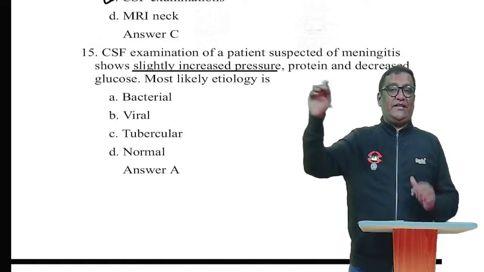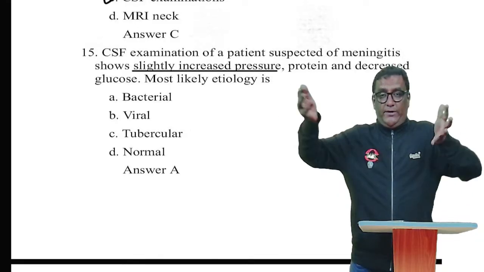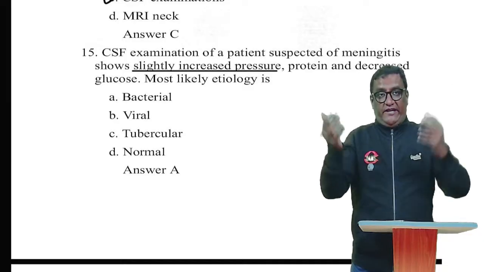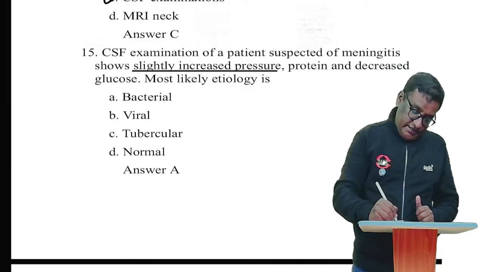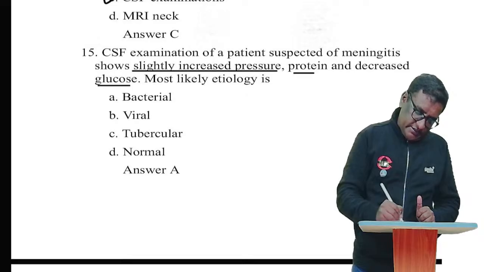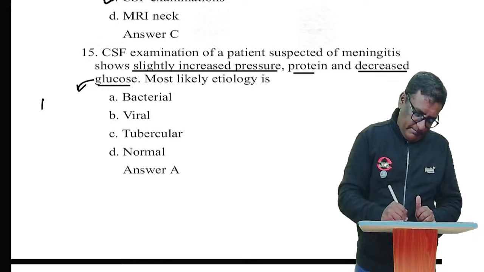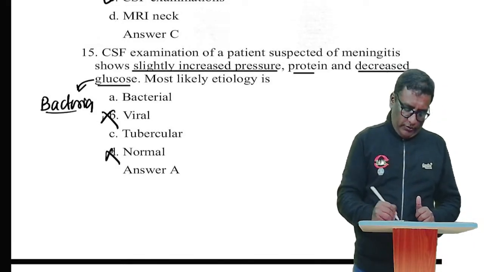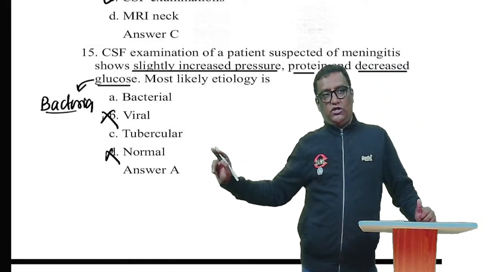Increased pressure is there. That means there is some edema, because in CSF edema, more CSF secretion will be there. That's why pressure will increase. Then slightly increased protein and decreased glucose. The moment glucose is decreased, definitely I am suspecting what? If glucose is decreased, I will suspect some bacteria, because they will consume glucose, isn't it? It is not viral, and it is definitely not normal also, right?